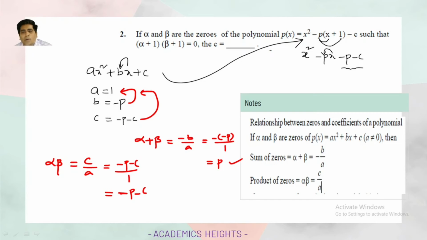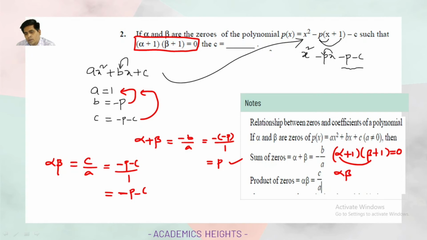Now, the very important thing that we are solving. This expression is equal to 0, as he has given: alpha plus 1 into beta plus 1 is equal to 0. If you multiply, you will get alpha beta, then 1 into alpha, that is alpha, 1 into beta, that is beta, and next 1 into 1, that is 1, is equal to 0. So he has given this product as equal to 0. After simplification, I got alpha beta plus alpha plus beta plus 1.